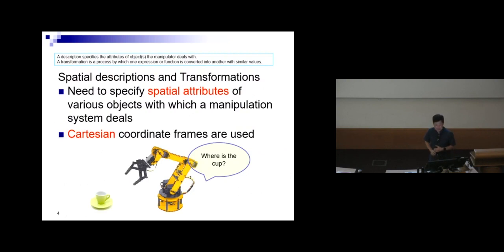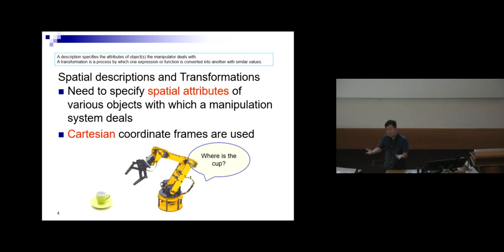For the spatial description, we need to specify the spatial attributes. For this, we are using something called a Cartesian coordinate frame. The right-hand coordinate system that we saw just now is an example of a Cartesian coordinate frame. All the Cartesian coordinate frames in this course will probably be using a right-hand coordinate system.